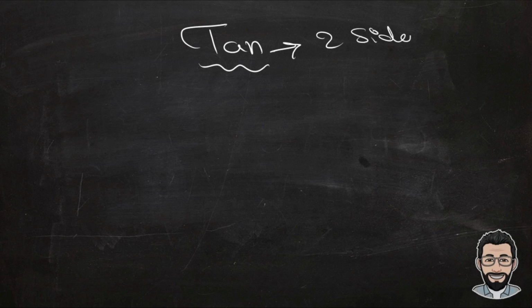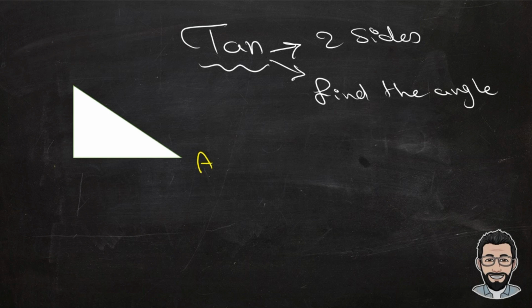Okay. The fourth case of tan is that I'm going to give you two sides, and I'm going to ask you to find the angle. For example, you have here a triangle ABC, a right angle triangle at B, and you have AB equals 8 centimeter and BC equals 5 centimeter. And I'm asking you to find angle A.